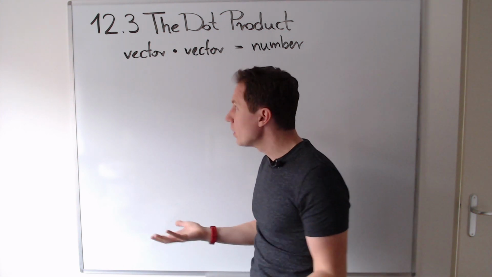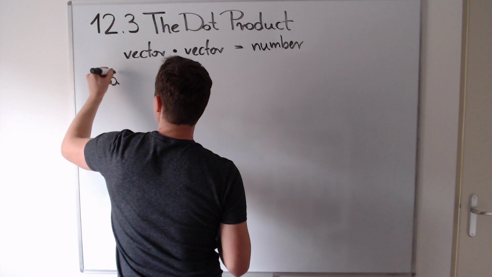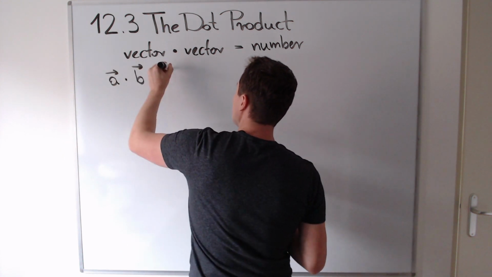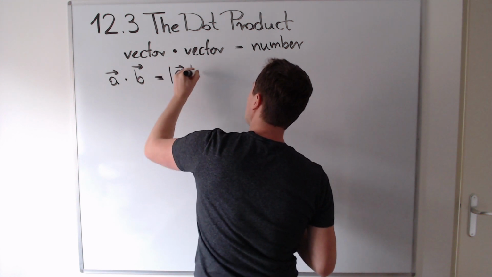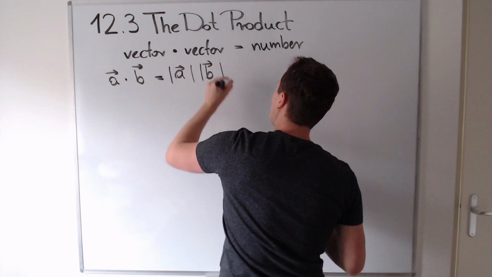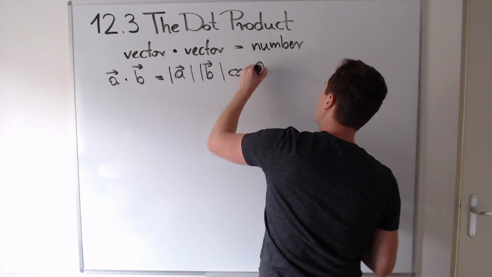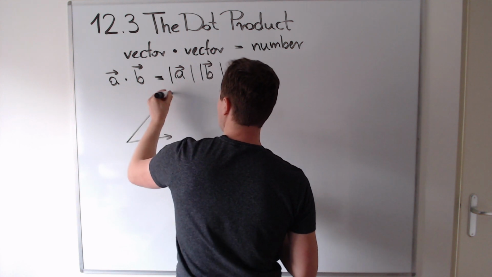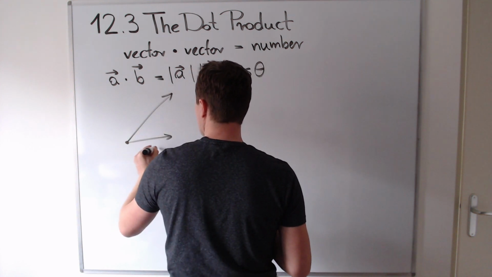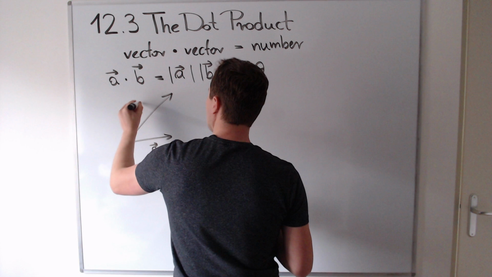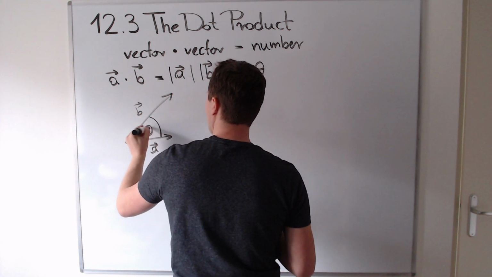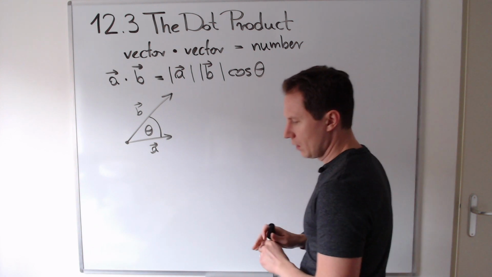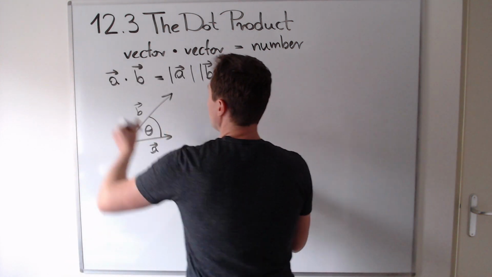So the way it works, you have two vectors, a and b, and their dot product is the length of a multiplied by the length of b and the cosine of the angle between the two vectors. Imagine these two vectors shifted so that they have the same initial point and they make some angle theta, and that's the theta that enters this formula for the dot product.